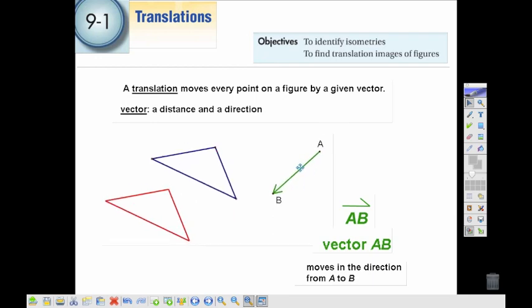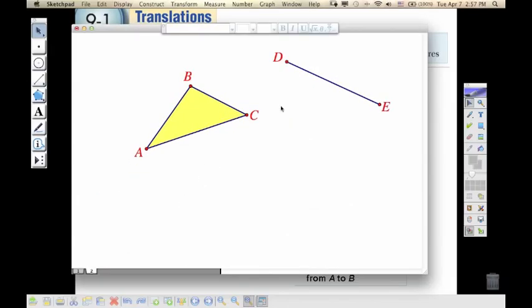One way that we can do that is by a vector. So notice that every point on this has moved the same distance as going from A to B, and the blue one moves to the red one, each corner then going to the other corner. So let's look at this on Sketchpad.